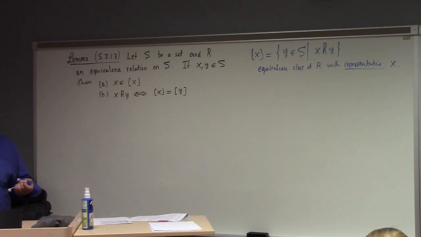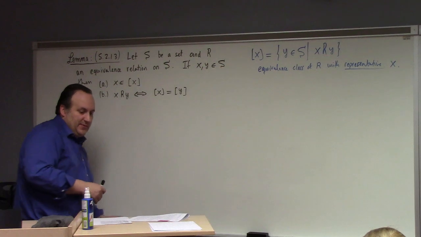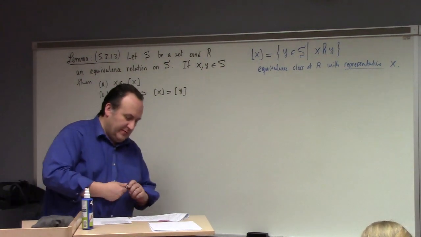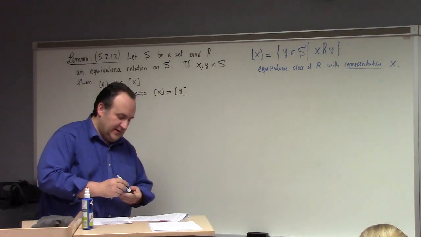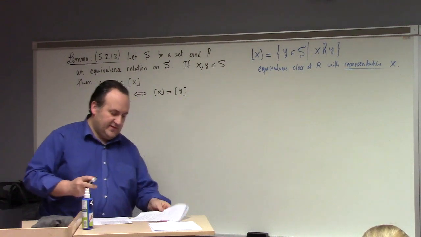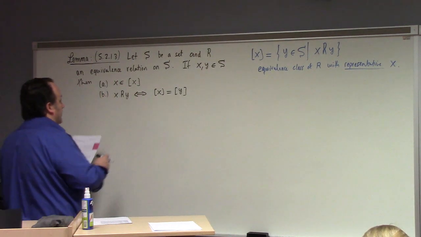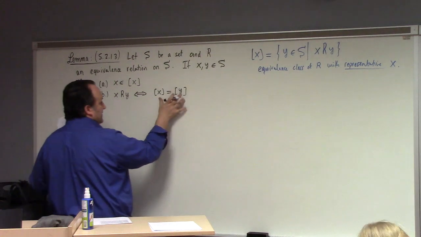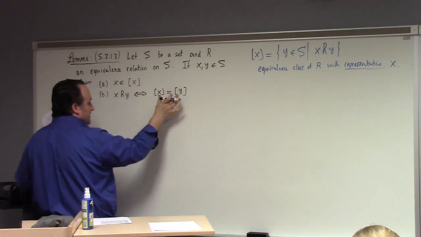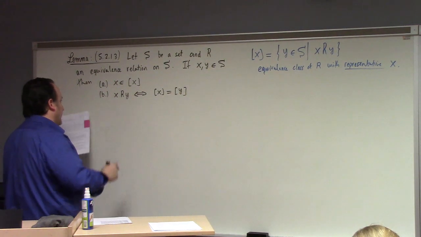Now, usually there's more than one choice of representative, all right? So that's something we have to keep in mind as we formulate arguments about equivalence classes. The fact that there's more than one representative becomes a point of contention for us at times. Okay, so X related to Y if and only if the equivalence class represented by X is equal to the equivalence class represented by Y.